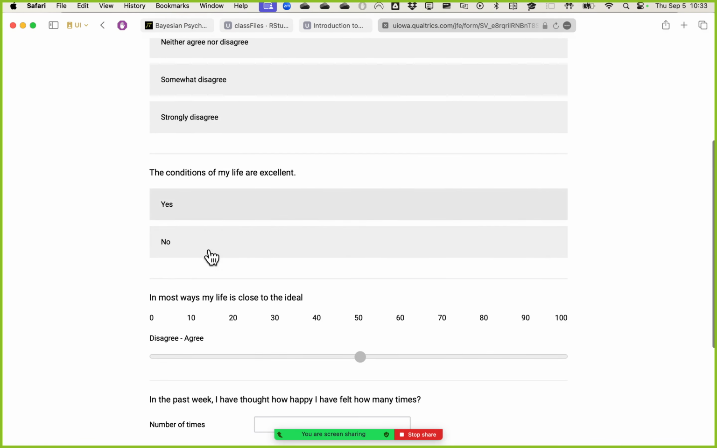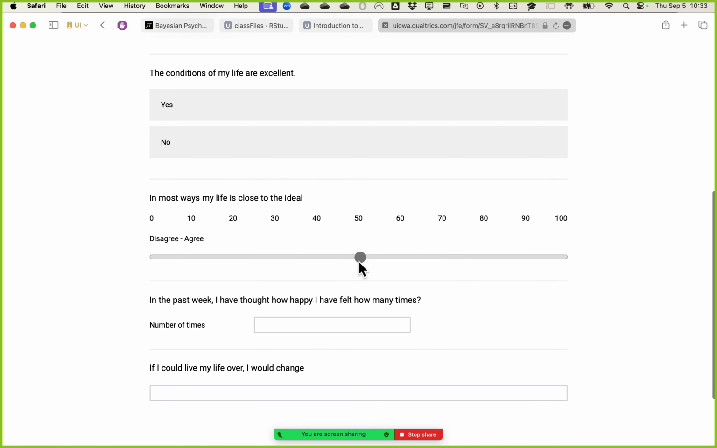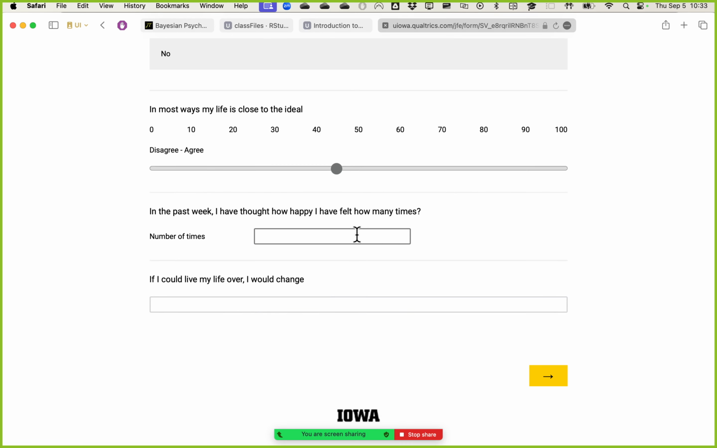With a 2-option variable, we would use a Bernoulli distribution. With a slider bar, we might use a beta distribution. Just change the limits, make this between 0 and 1, or make the beta have 4 parameters. With this, we might use a count distribution. How many times did you feel happy this week? And with this name variable, well, let's just put that on hold for a second.